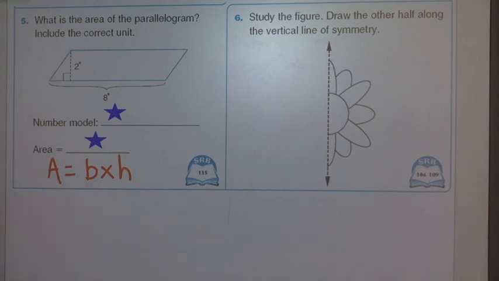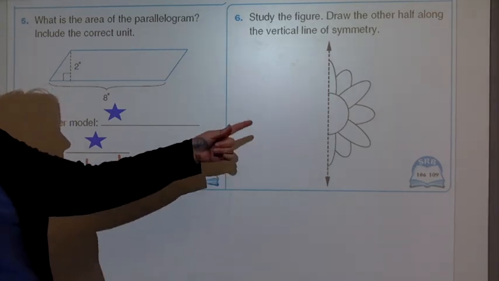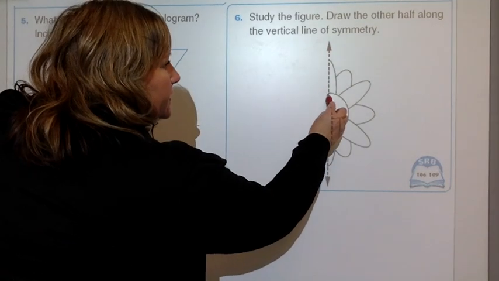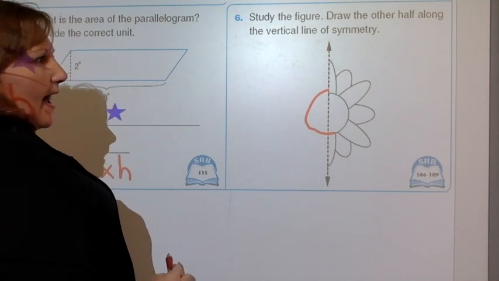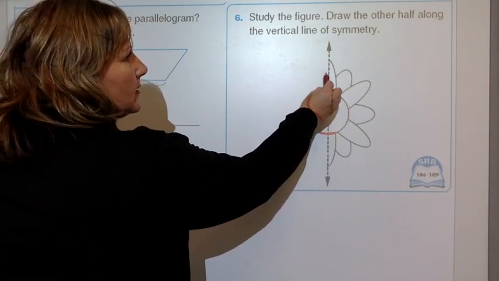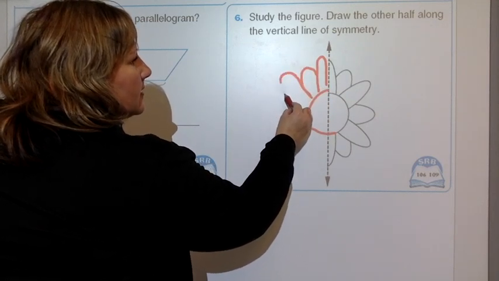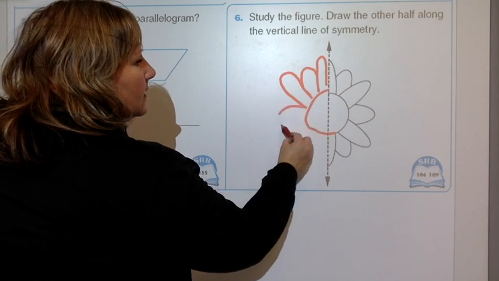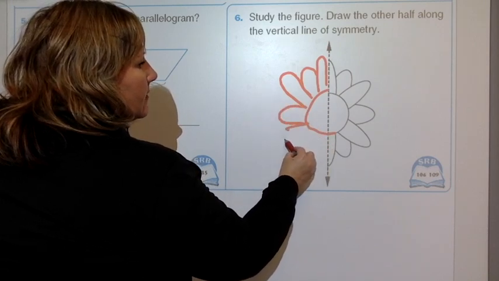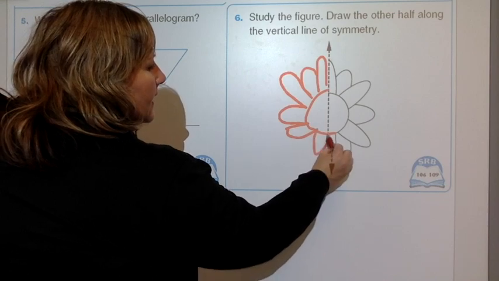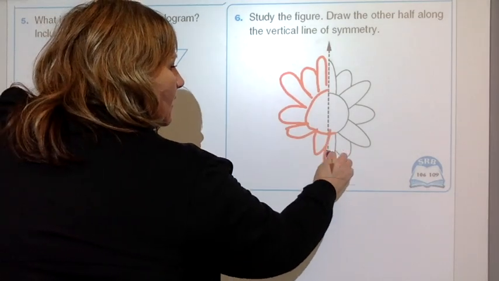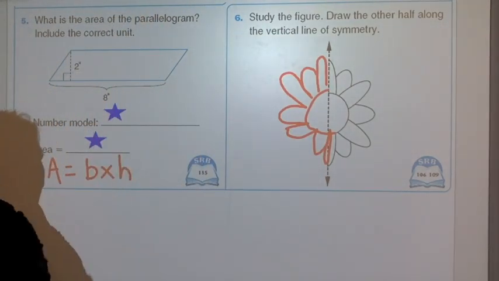And then number 6 is study the figure, draw the other half along the vertical line of symmetry. This is okay. You can go ahead and do this in your book, but it will not be on the Google Classroom assignment. So that's just for fun. Let's see how we would do this. So I'd have to draw that other half. And look at how this one's kind of long. And then we got a little short guy in there, short and fat. And then we got a longer guy. And then we got a shorter fat guy. And then we got a long guy and another long guy. Oops. And I forgot the really long guy. Whoopsie. You guys are way better than that. You know that.